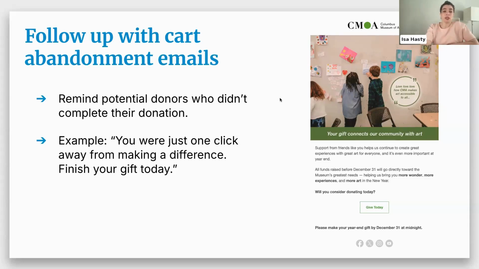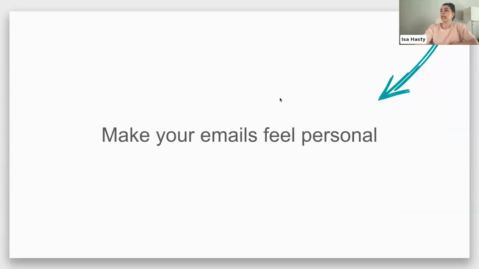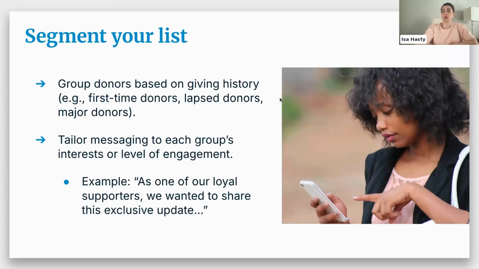And it's automated. So you don't have to do anything other than set up the campaign and make sure the triggers are set up right. But this is a really great way to stay on people's radars when they have taken some kind of action but not finished. And you want to make things feel personal, so segmenting your list, group donors based on giving history. First-time donors versus lapsed versus major donors, you want to send different messaging to people depending on what role they've played for your organization.